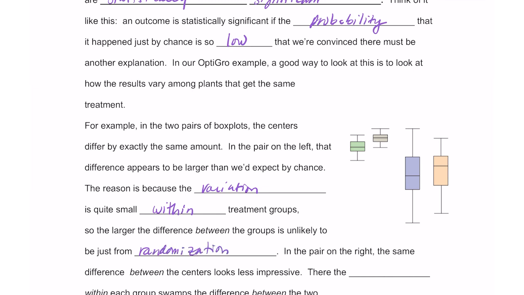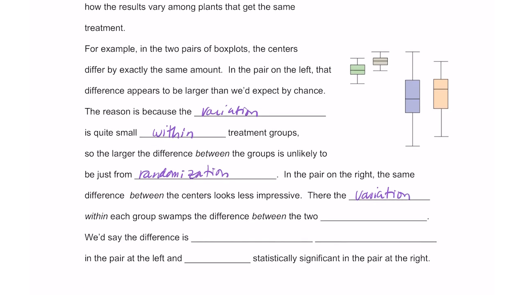In the pair on the right, the same difference between the centers looks less impressive, but there's more variability there, right? So there, the variation within each group swamps the difference between the two medians. We'd say the difference is statistically significant in the pair at the left and not statistically significant in the pair at the right.